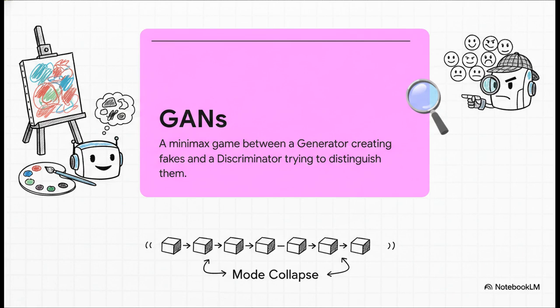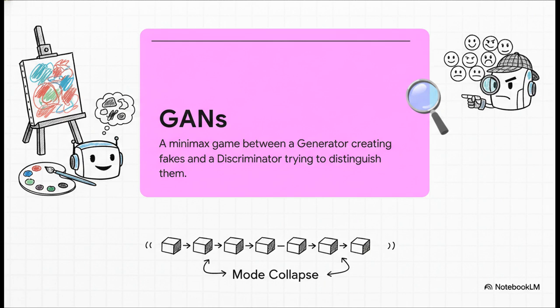GANs are just so cool. It's literally a competition, an adversarial game between two networks. You have one network, the generator, that's like a master art forger. Its only job is to create fakes that look real. And then you have another network, the discriminator, that's the detective, whose only job is to spot those fakes. They go back and forth, training each other, getting better and better.